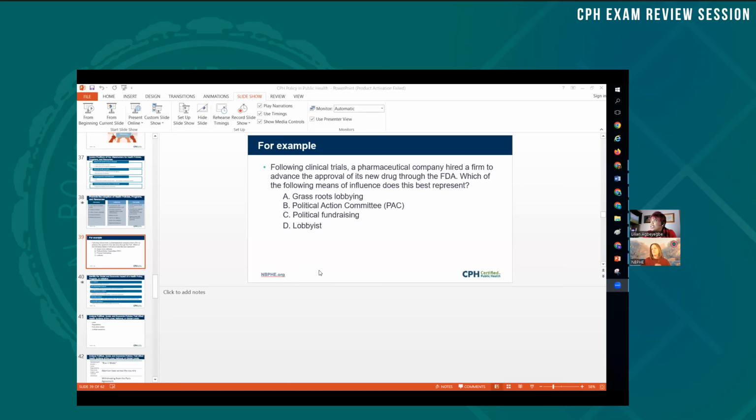I'm trying to go back to that slide. The pharmaceutical companies, yeah, this is it. The way pharmaceutical companies can influence decisions that are being made is through their lobbyists. They hired a firm. The political action committee is not a firm; the lobbyist is from a firm. The pharmaceutical company hired a firm. The political action committee, PAC, works collectively, but this is one firm that the pharmaceutical company hired to work on it. So it's that lobbyist that they're working with.